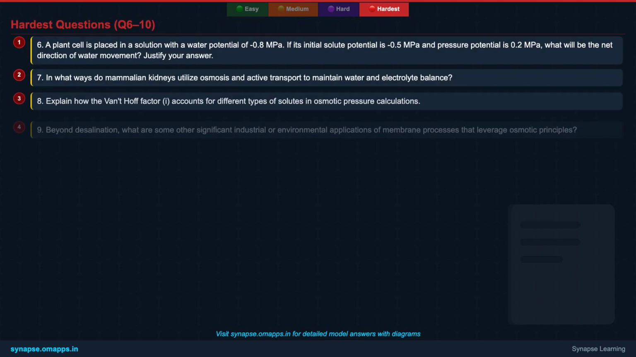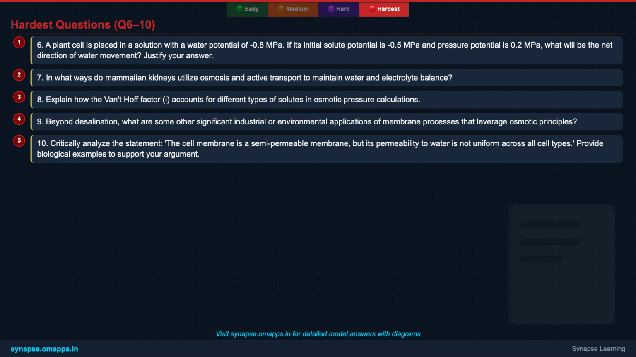And now, for the final 5 questions to truly test your mastery. 6. A plant cell is in a solution with a water potential of minus 0.8 MPa. If its initial solute potential is minus 0.5 MPa and pressure potential is 0.2 MPa, what will be the net direction of water movement? Justify your answer. 7. How do mammalian kidneys use both osmosis and active transport for water and electrolyte balance? 8. Explain how the van 't Hoff factor accounts for different solute types in osmotic calculations.